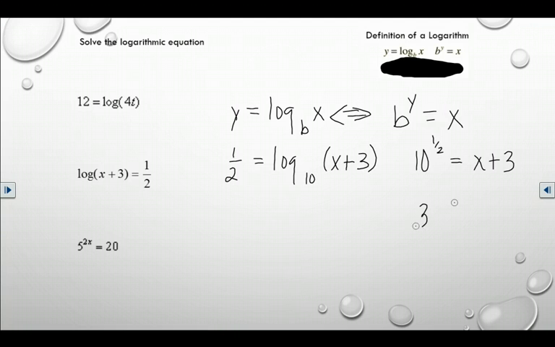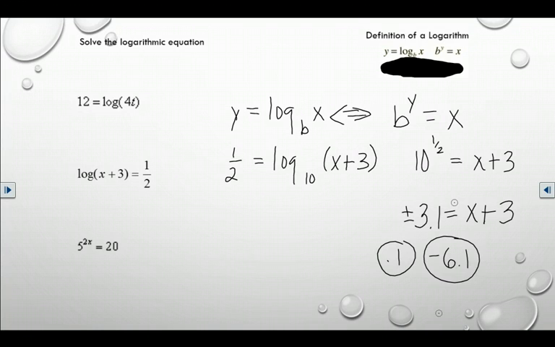And then 3.1 is equal to x plus 3. And x is equal to, what's 3.1 minus 3? 0.1. What's negative 3.1 minus 3? Negative 6.1. You heard that, class?